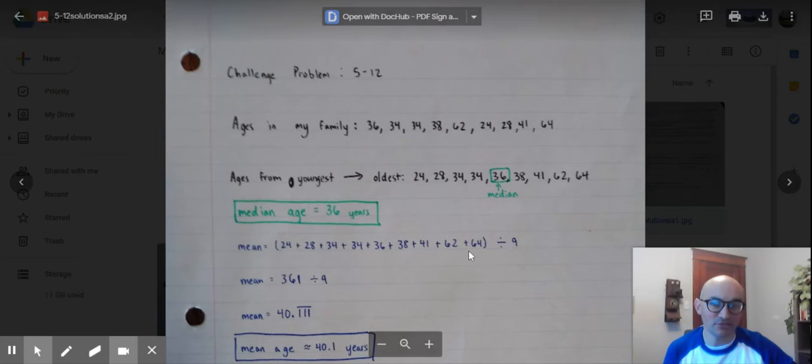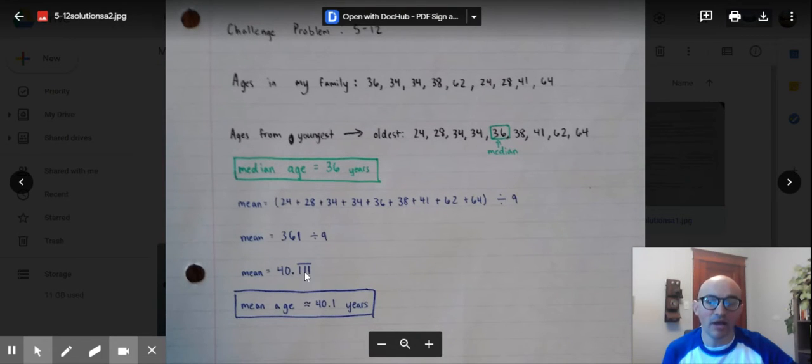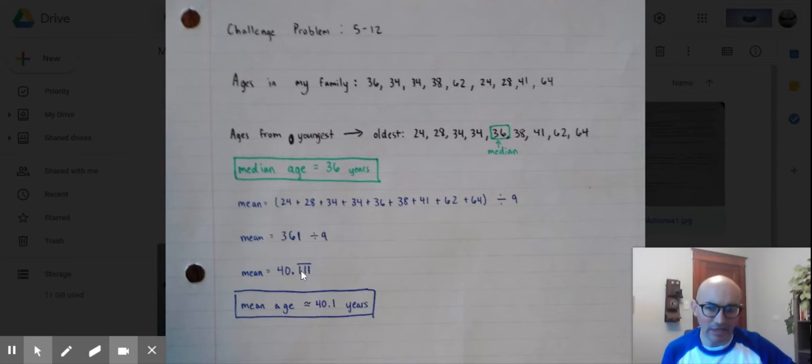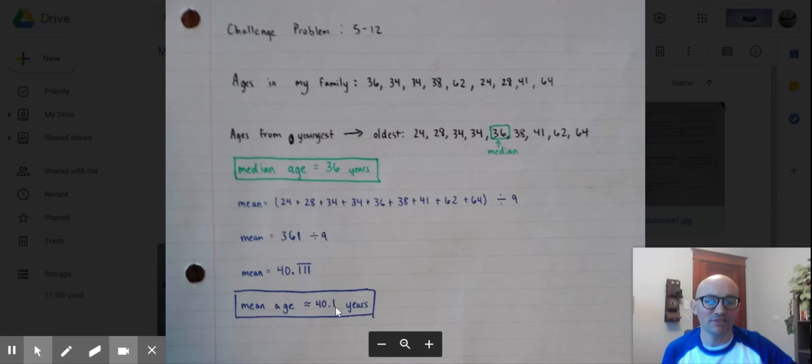Always do your parentheses first. Remember, we do one computation per line. When I add all these together, I get 361 divided by 9. When I do 361 divided by 9, I get an answer of 40 and 1 repeating. That's 40.1111, and there would be an infinite set of ones here. I'm going to round this to about 40.1, which is a close enough average for my family's mean age, which is 40.1 years old.